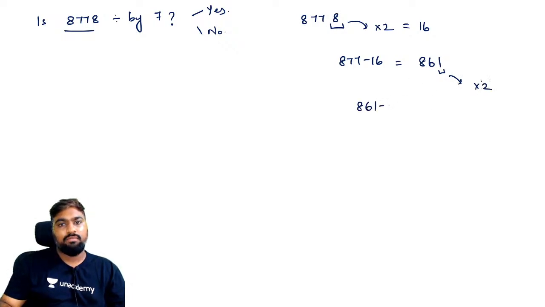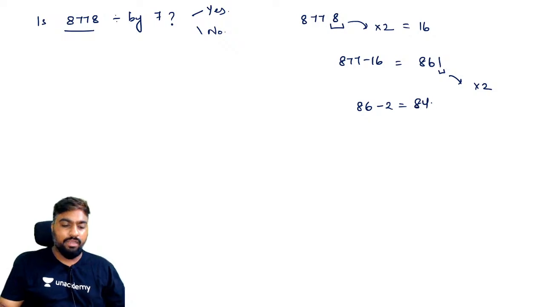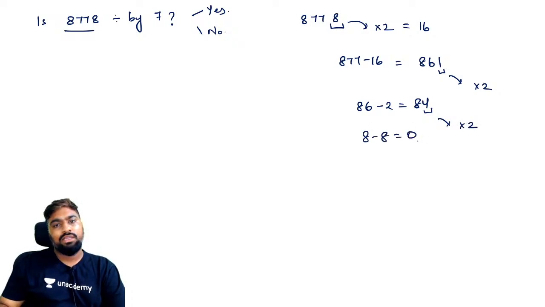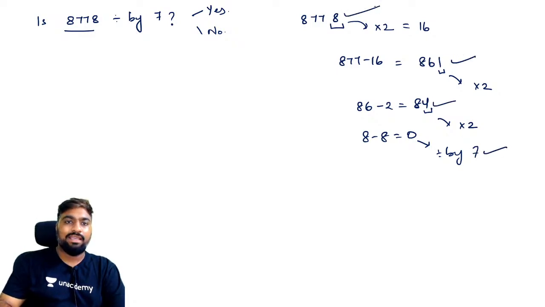So 861 minus what? 2. Yes, 861 minus 2 is what? 859. Yes. Are you getting it? It's not very useful if you go like this. Take the last number again, double it, you get 18, so you do 86 minus 2, not 861, 86, the remaining set, 84. So 84 we know is 12 times, so it will work out. Yes. Again, if you want to check, take the last number, double it, you get 8. 8 minus 8 is 0. 0 is divisible by 7. Yes. So 84 is, 861 is, 8778 is.